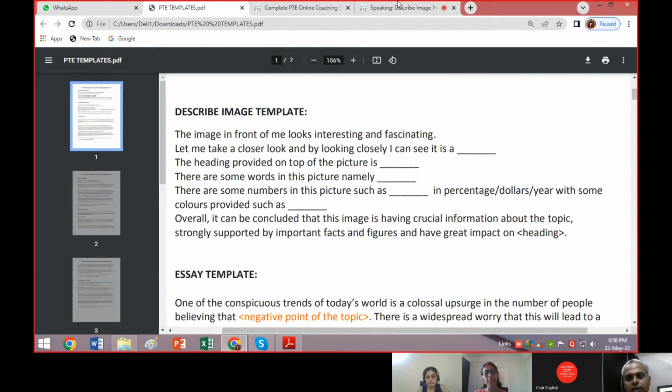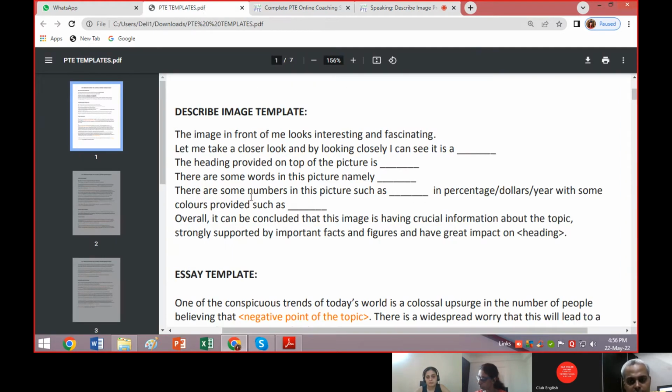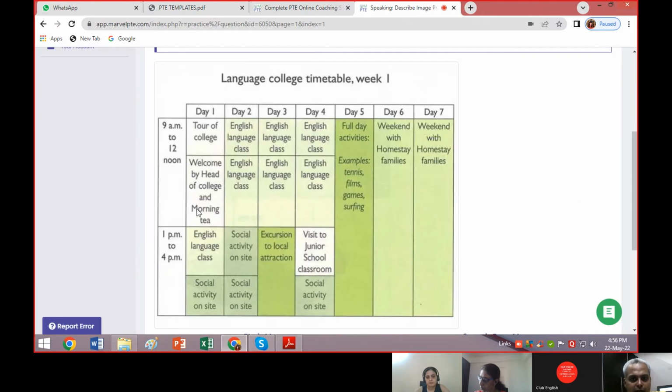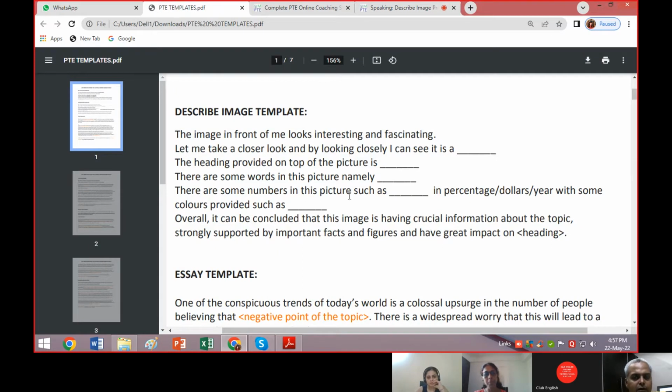Okay, and then coming back to the PTE template, we'll be saying that the heading provided on the top of this picture is, you can see, language college timetable week 1. Then we'll say again that there are some words in this picture, for example, days and timings. We are talking about the x-axis and the y-axis probably, in case of bar graphs. And now we'll say that there are some numbers in this picture such as percentage, dollars, years, colors. So various colors are there, like green, yellow.